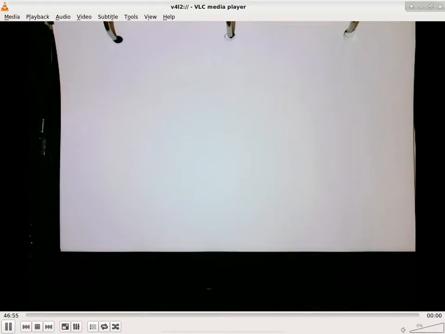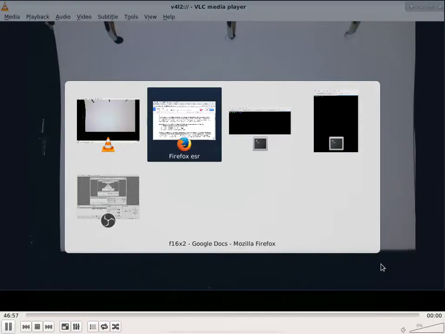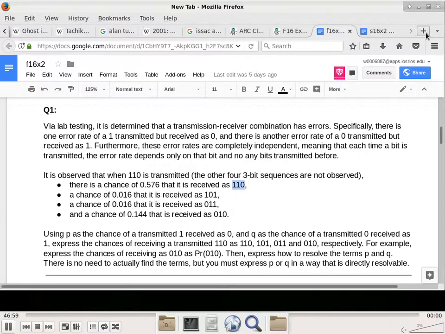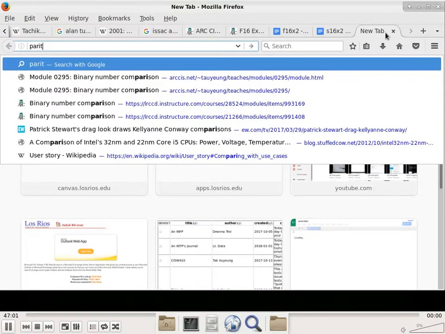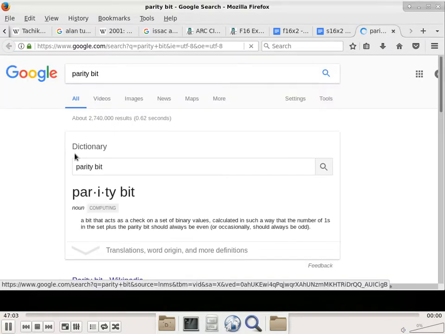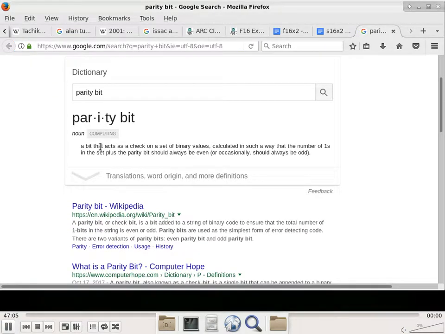Okay. I cannot remember. So you can look it up. You can say look up parity bit. Okay, so a bit that acts as a checksum calculated in such a way that the number of 1s in the set plus the parity bit should always be even. Okay, so let me just highlight which portion here.